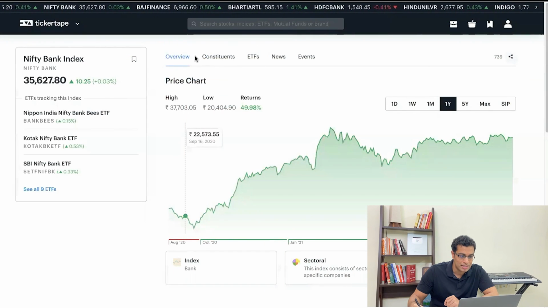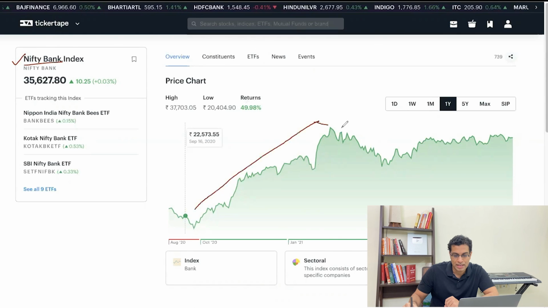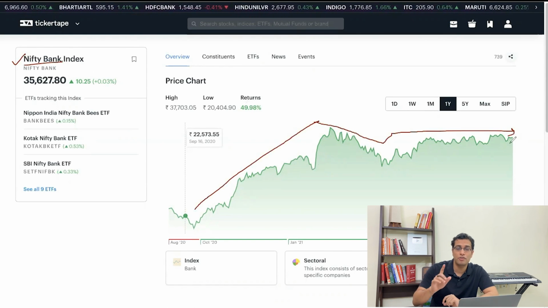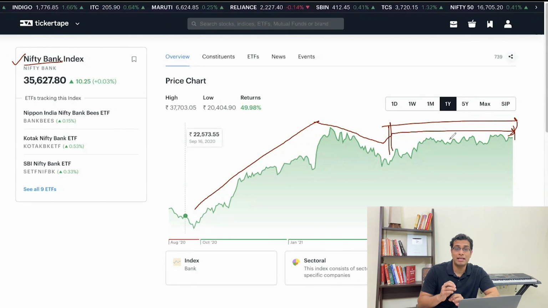Now let me take you to Tickertape, and here you can see something called the Nifty Bank Index, right? This is the collection of banking stocks and this is the Nifty for it. If you take a look at 1 year, essentially it went up, then it went down, and now it's trading literally flat, right? So that is how Nifty Bank has operated for the last 1 year. This entire period, right from April up until now, Nifty Bank has not given any returns.